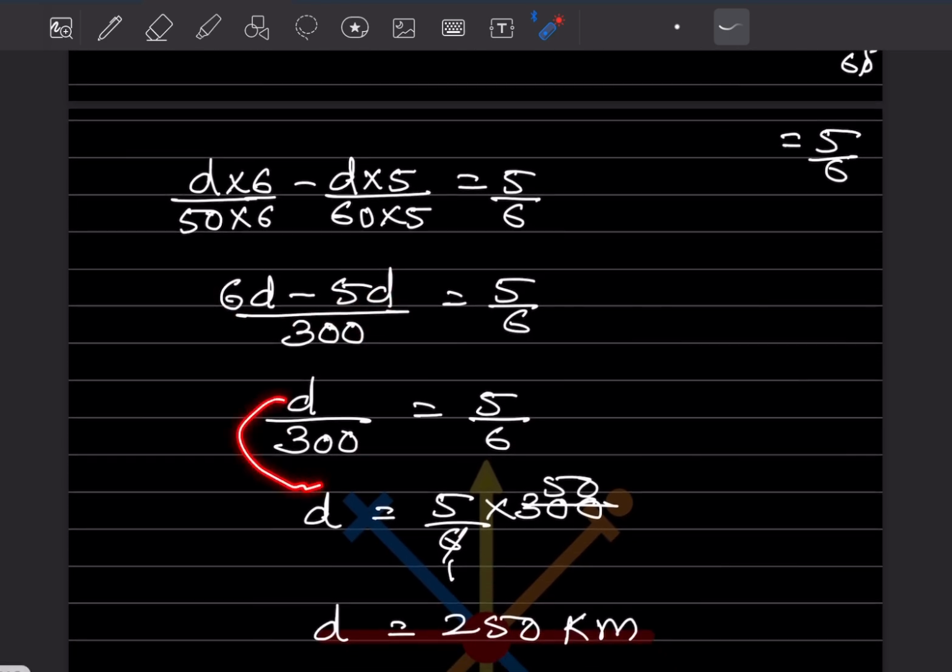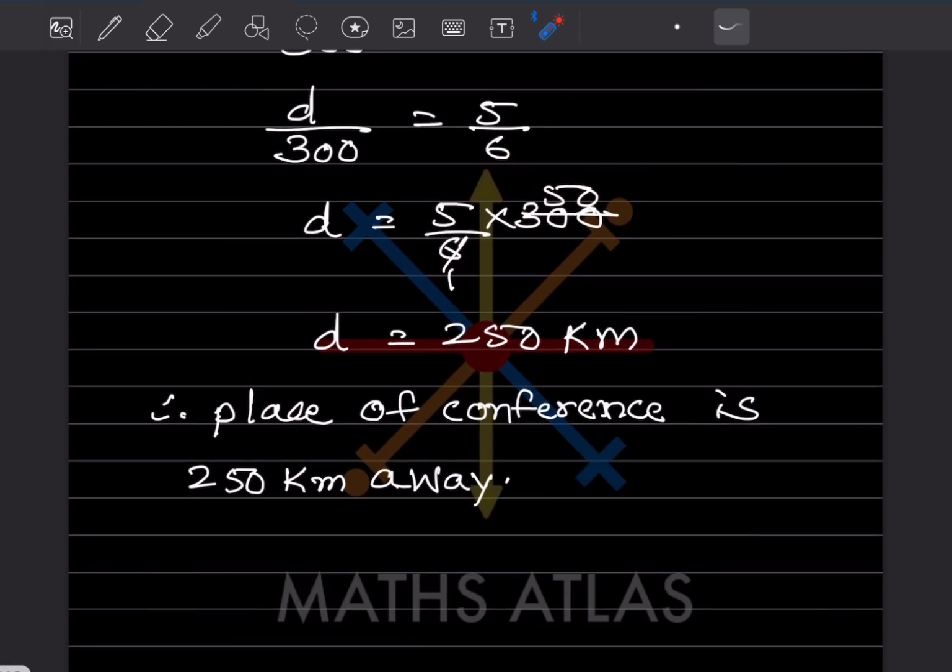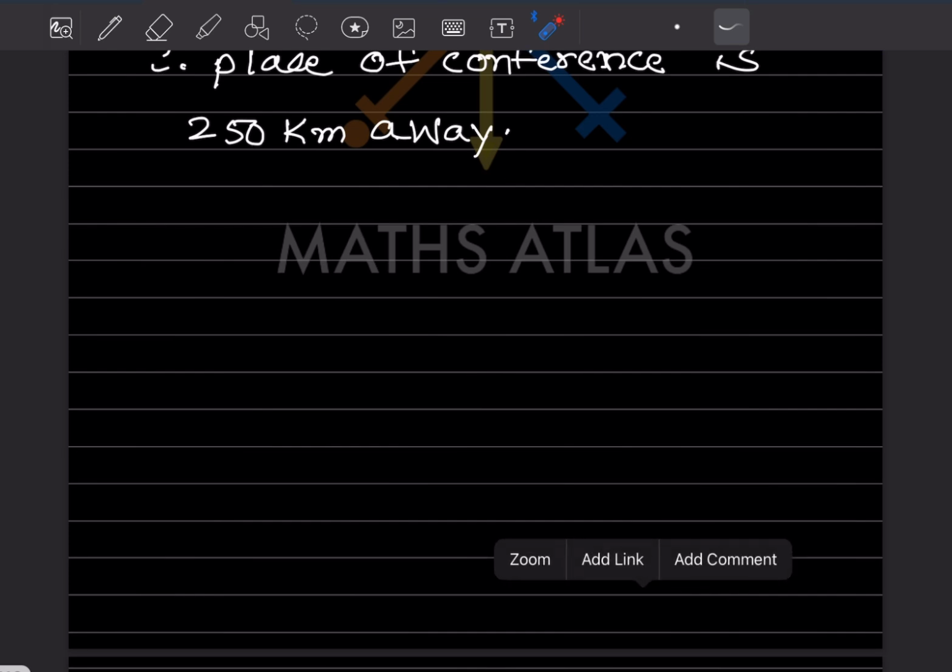So this d will be 5 by 6, and this will go here. That is going to be multiplied by 300. So 6 ones are 6, 50s are 250. So d is going to be 250 kilometers. So we can say place of conference is 250 kilometer away.